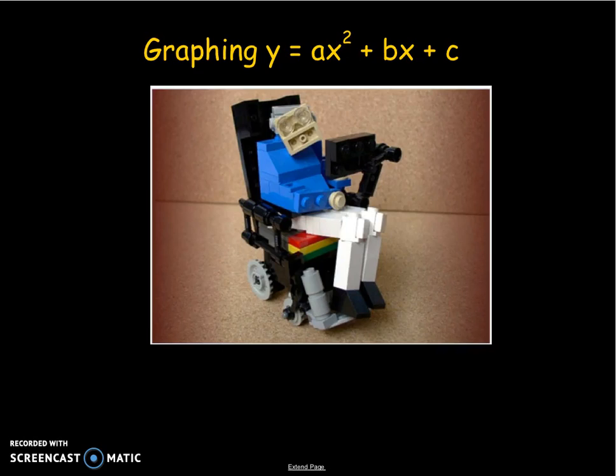Graphing y equals ax squared plus bx plus c. To introduce us to this topic, we have a Lego tribute to the late Stephen Hawking.